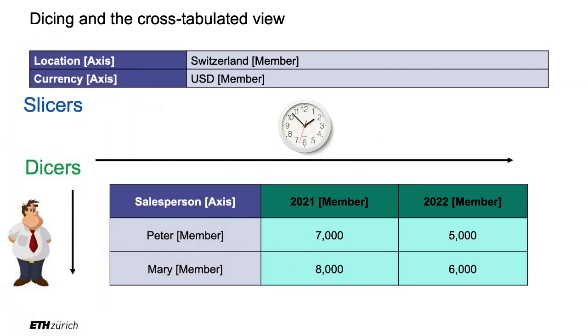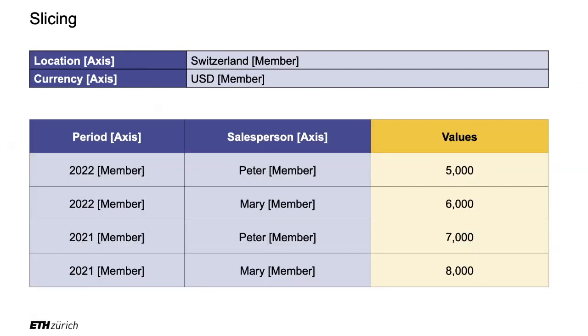And again, what can I do? Why can I do that? Because there are two dimensions left. Why are there two dimensions left?